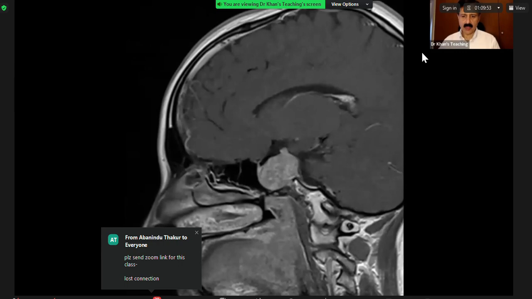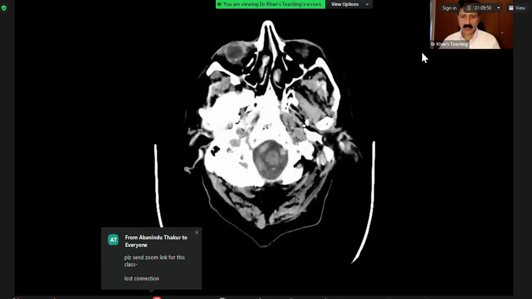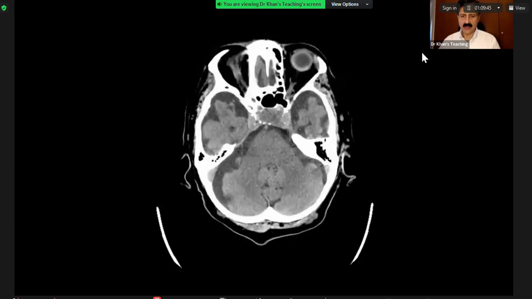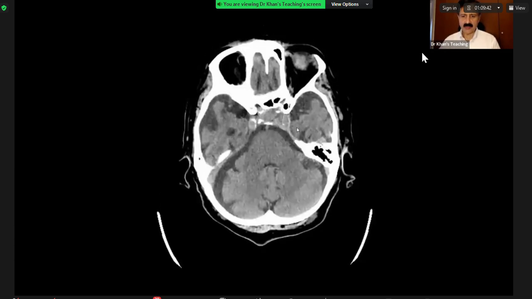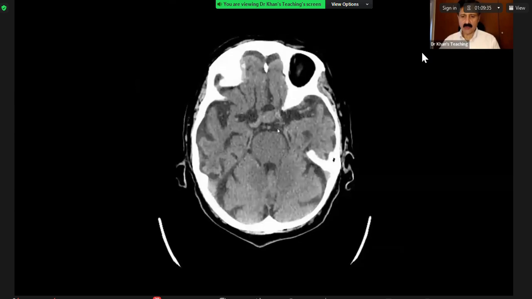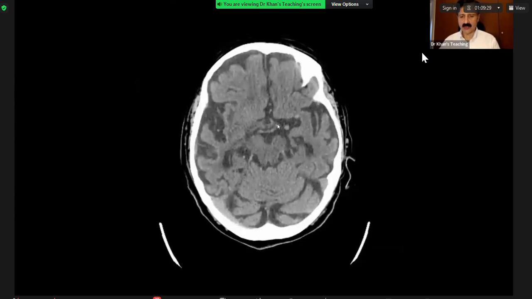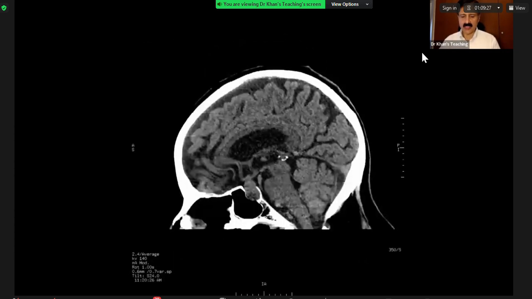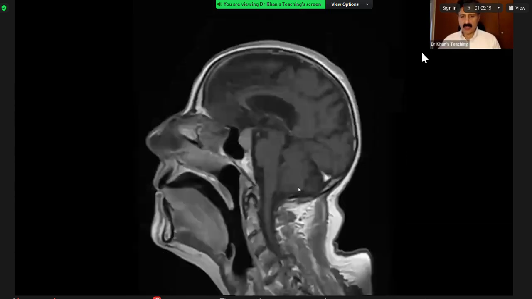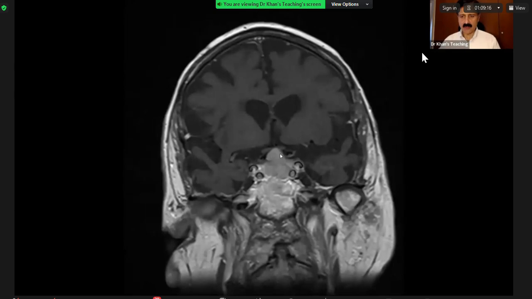Now, another case, and here you can see something is there. You are not very sure if these are ectatic internal carotid arteries or something else. But if you look carefully, here is the pons, and you can see something in the suprasellar system. So on a sagittal CT, you can pick up another adenoma there. And this was the MR, which showed the same thing here.